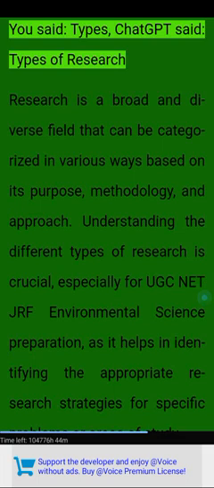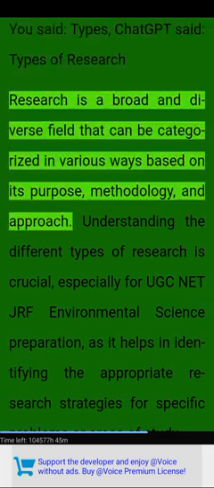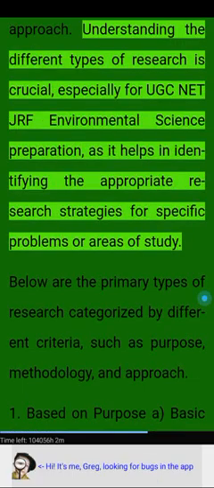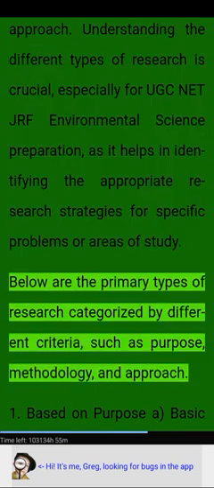Types of research. Research is a broad and diverse field that can be categorized in various ways based on its purpose, methodology, and approach. Understanding the different types of research is crucial, especially for UGC NET JRF environmental science preparation, as it helps in identifying the appropriate research strategies for specific problems or areas of study. Below are the primary types of research categorized by different criteria, such as purpose, methodology, and approach.